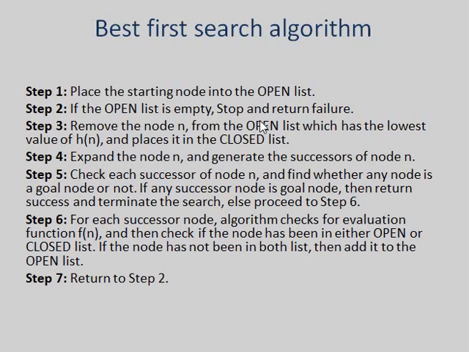If the list is empty, then we have to stop there, and if there are some nodes, then take the first node and add that node to the closed list. So remove the node n from the open list which has the lowest value of h of n. Here h of n stores the heuristic value, and place that node in the closed list. Step 4 is to expand the node n and generate the successors of n. So here we have to find the successors of the selected node.